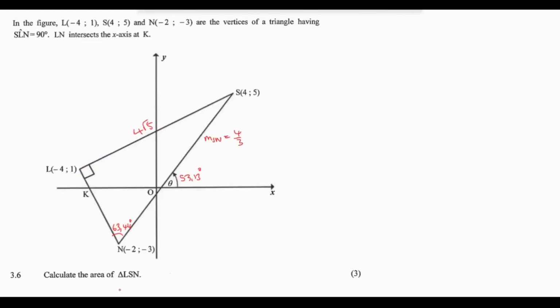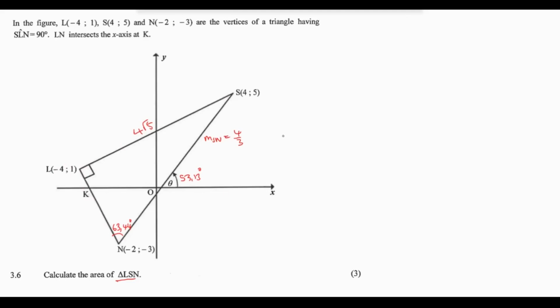Question 3.6, calculate the area of triangle LSN, the whole triangle. Right, the whole triangle. Remember what we can do. We can find the base here. Remember, the base and the height are perpendicular. So it means we can have LS as our height and LN as our base. So we found that LN is 2 root 5.